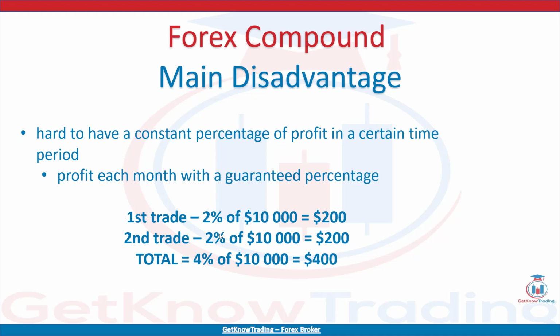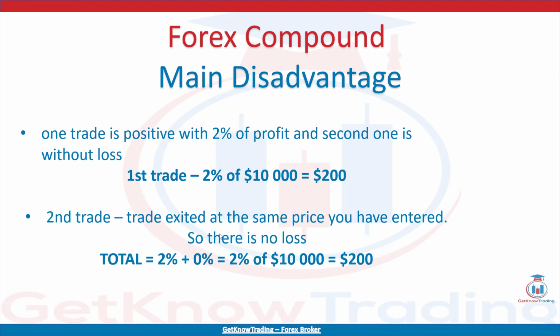If you open two trades, then both trades would need to be positive, or at least one positive and the second trade without loss. That would look like this. First trade with 2% of $10,000 equals $200. Second trade, 2% of $10,000 equals again $200. And in total we have 4% of $10,000 equals $400.